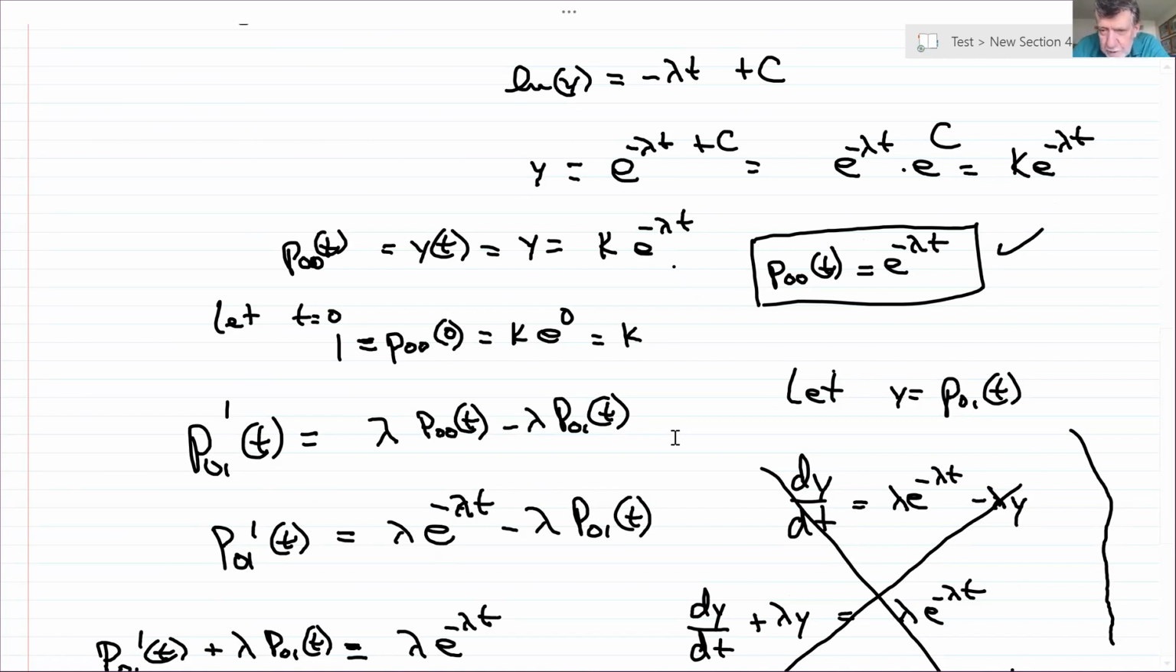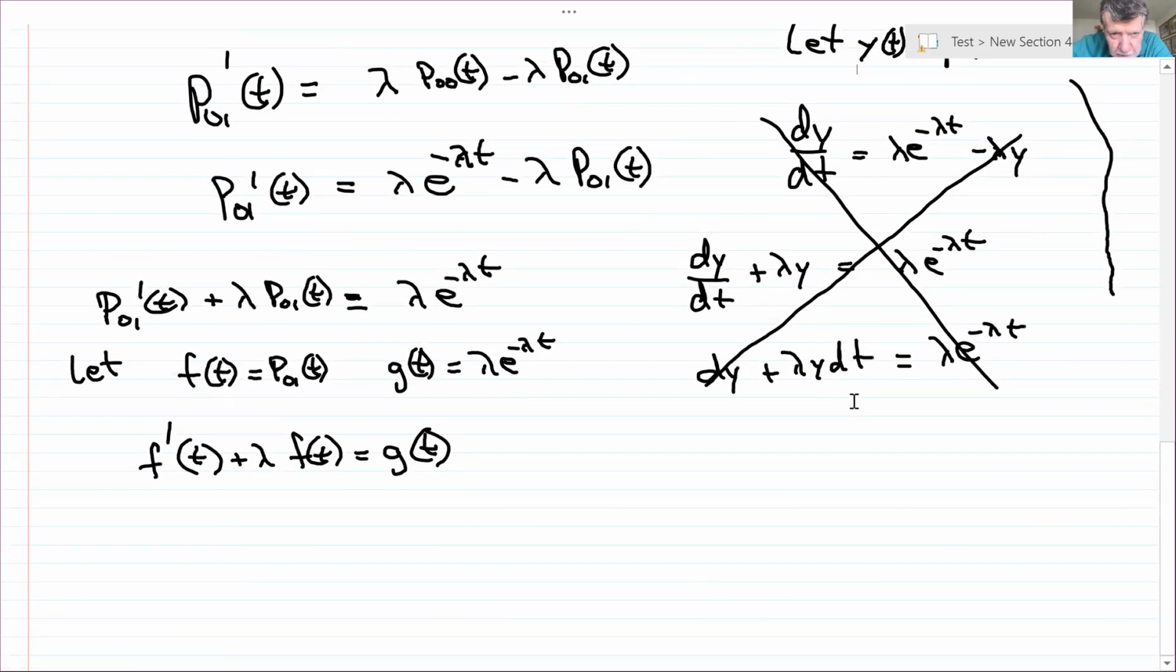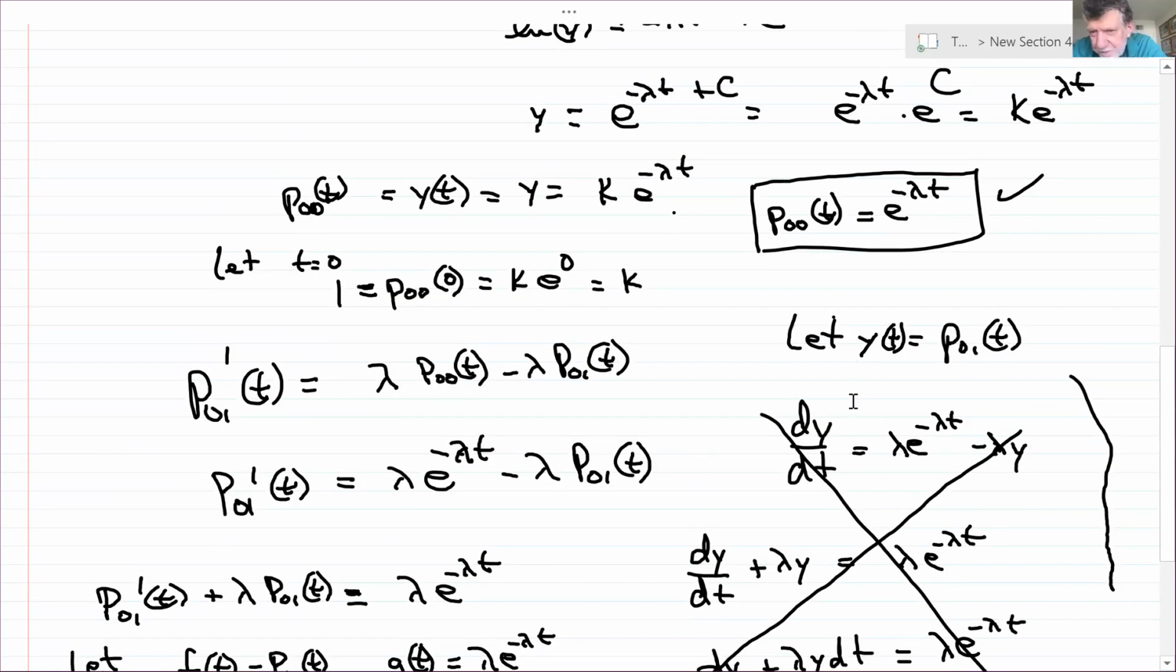If you like, I think I did it over here, let y be P01 of t. Well, that's actually even a little too simple. It's really y of t. What I did use, I called it f. So let's go over here and call this f instead of y. Let f of t be equal to P01 of t.